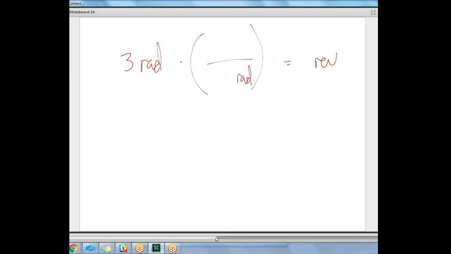So if we've got radians and we want to turn it into revolutions, let's say we've got 3 radians for some odd reason. Well, I need to make a fraction. I need to put something I want to get rid of on the bottom and what I'm willing to end up with on the top. And it turns out that it's 2 pi radians that equal 1 revolution. So off you go. That's all we're doing anytime we do a unit conversion.